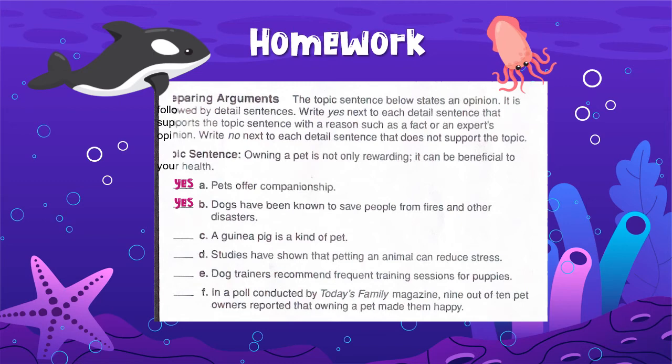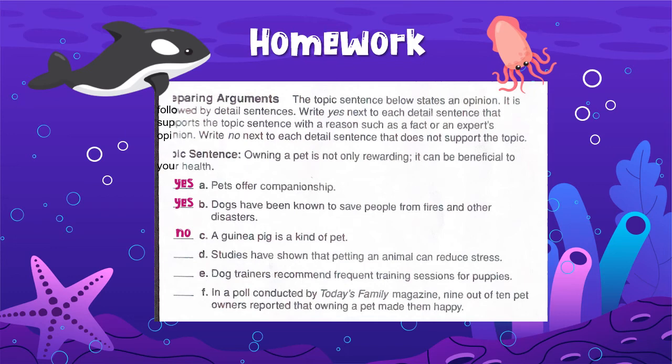One more that we're going to look at together, letter C. A guinea pig is a kind of pet. Does that talk about how owning a pet is beneficial to your health? No. This just is talking about a guinea pig as a pet, but it has nothing to do with whether or not it's rewarding or good for you or anything like that.